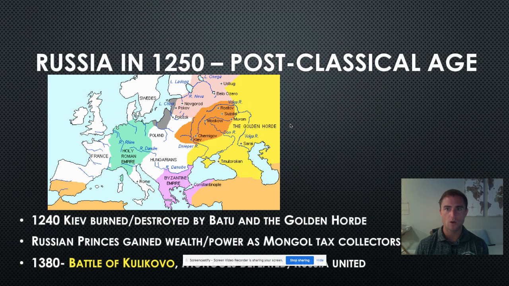And so going through a little bit of context, going back to 1250, we had the Mongols arriving in 1240, destroying Kiev, Batu and the Golden Horde.